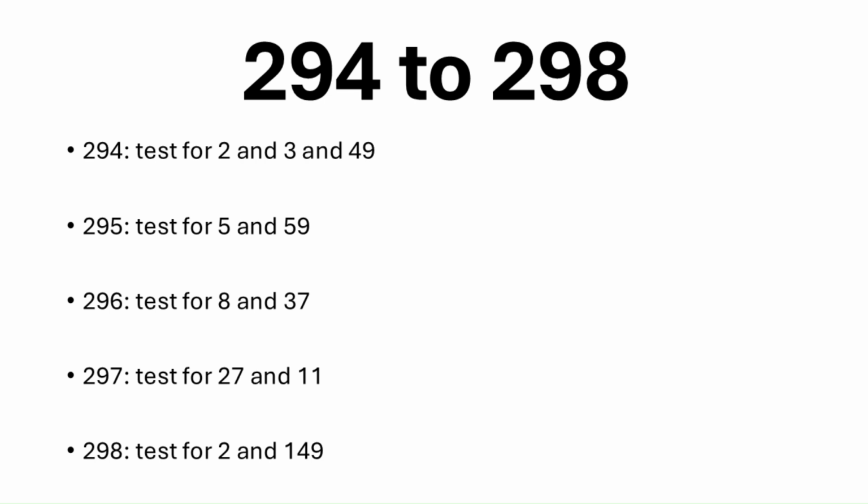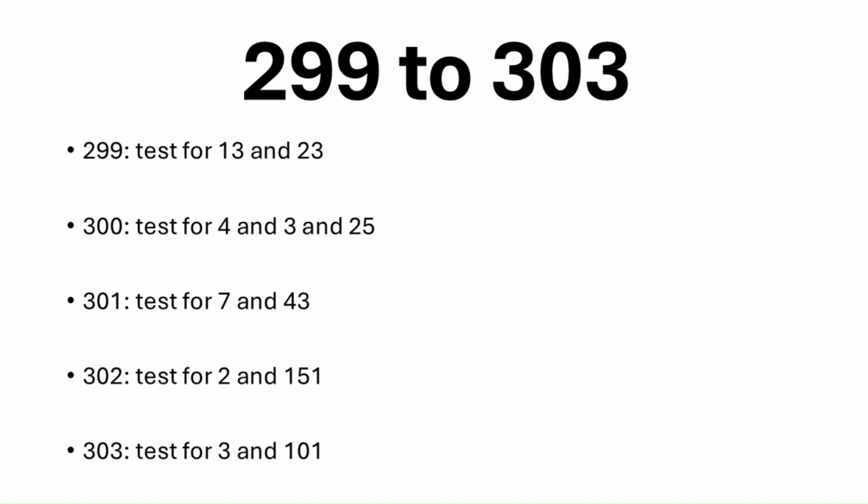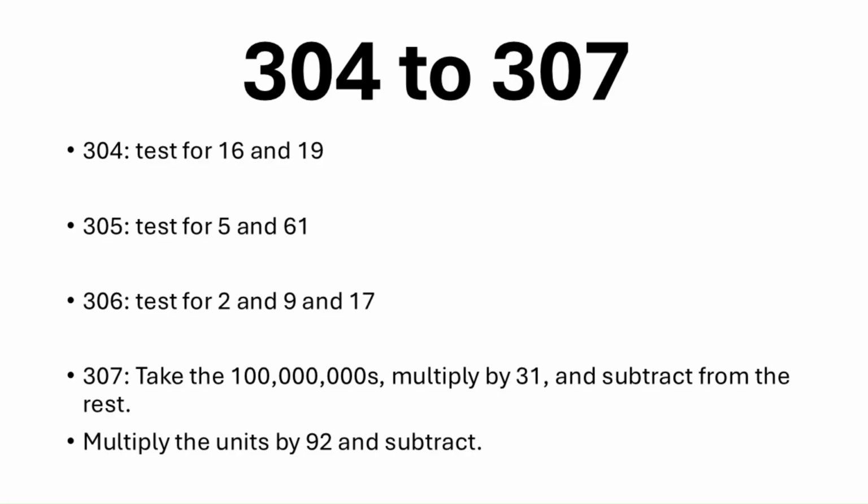296, test for 8 and 37. 297, test for 27 and 11. 298, test for 2 and 149. 299, test for 13 and 23. 300, test for 4 and 3 and 25. 301, test for 7 and 43. 302, test for 2 and 151. 303, test for 3 and 101. 304, test for 16 and 19. 305, test for 5 and 61. 306, test for 2 and 9 and 17.